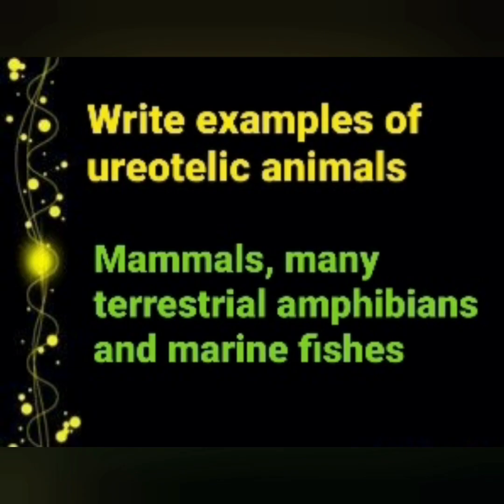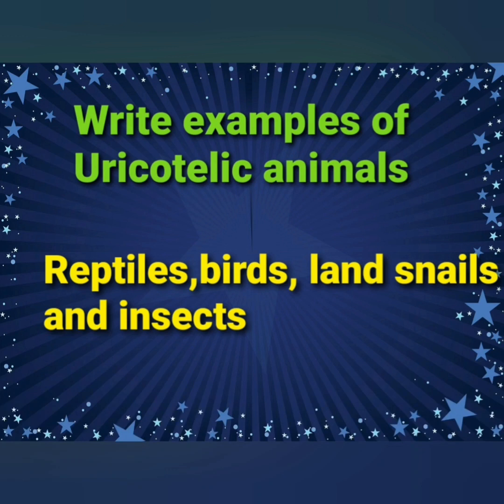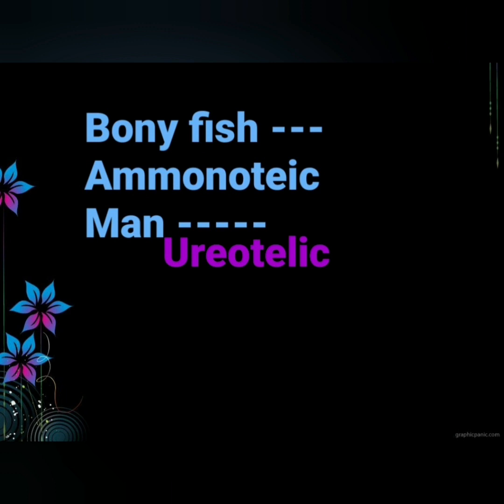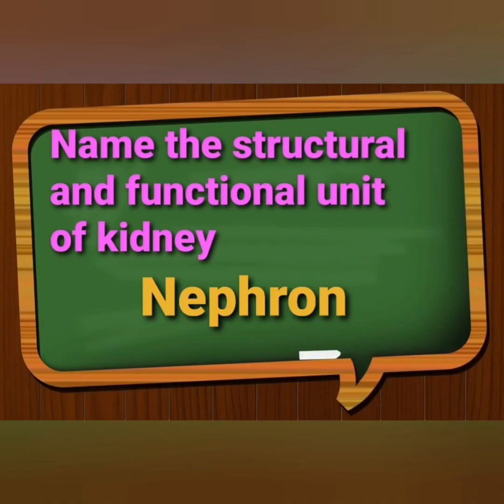Write examples of ureotelic animals. The answer is mammals, many terrestrial amphibians and marine fishes. Now write examples of uricotelic animals. Answer is reptiles, birds, land snails and insects. Now bony fish ammonotelic is given. Then next question, man is dash. The answer is ureotelic.